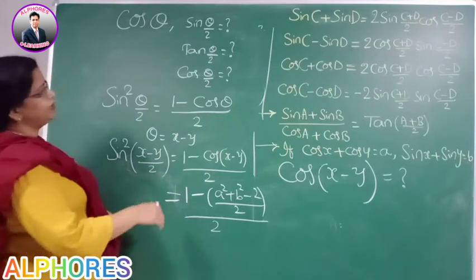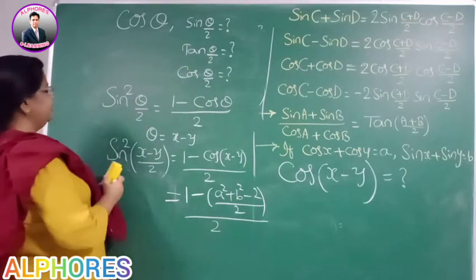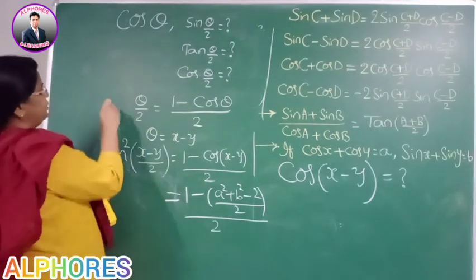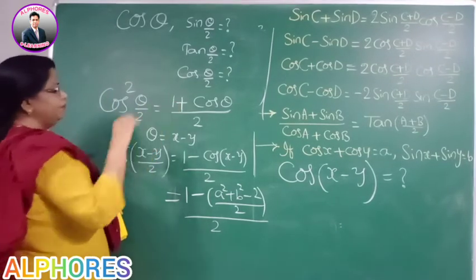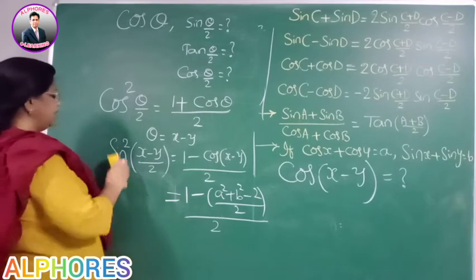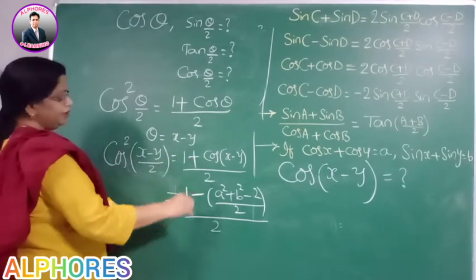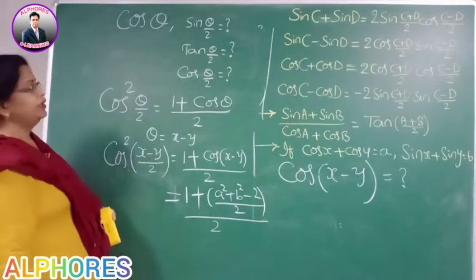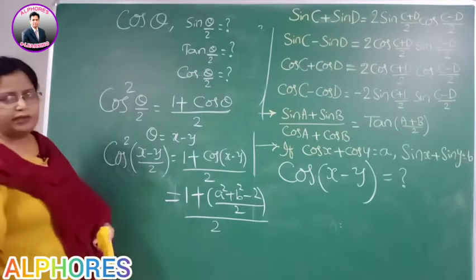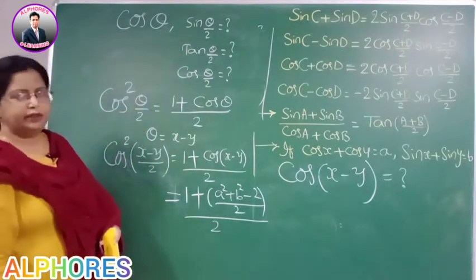Okay, in the same way, what about cos theta by 2? Simply we take the value cos square theta by 2, and what is the formula? Plus, that's it. And again here if I put cos square, then what is the value? Plus, and here also plus. That is the only change. Then for tan theta by 2, just divide sin theta by 2 divided by cos theta by 2.